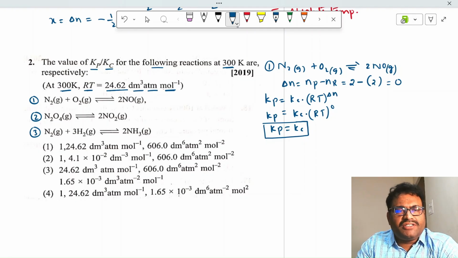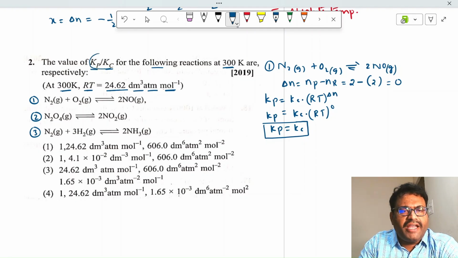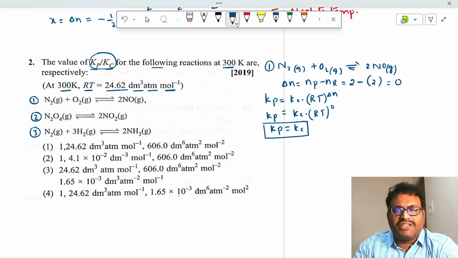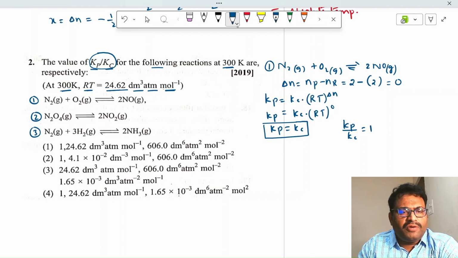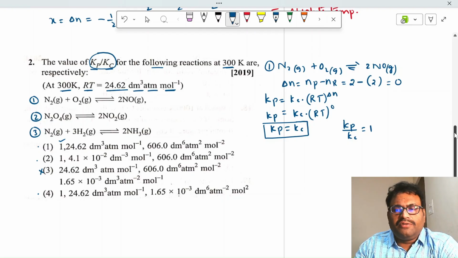And what is asked? The value of Kp by Kc. So for the first reaction, Kp by Kc will be equal to 1. Right? So 1, how many options are you finding? 1, 2 and 4. Okay. So you cannot go with the third option. Next, coming to the second reaction.